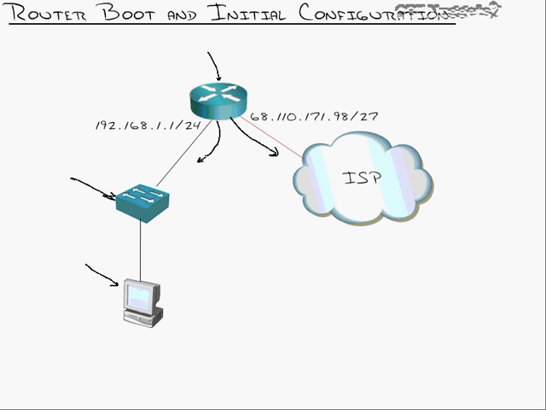Right here you can see our network diagram. On the private network side, my local area network, I have the IP address that I'd like to set up, which is 192.168.1.1/24. On the public side, the internet service provider has given me an IP address. It's a static address, 68.110.171.98.